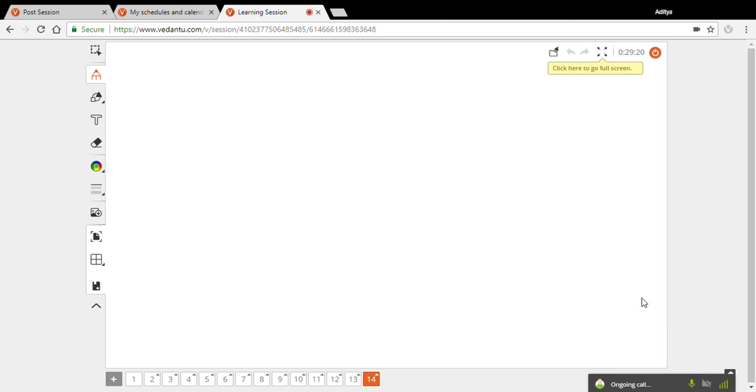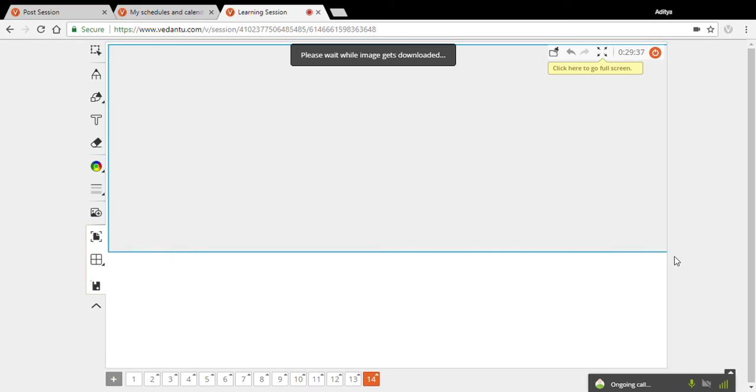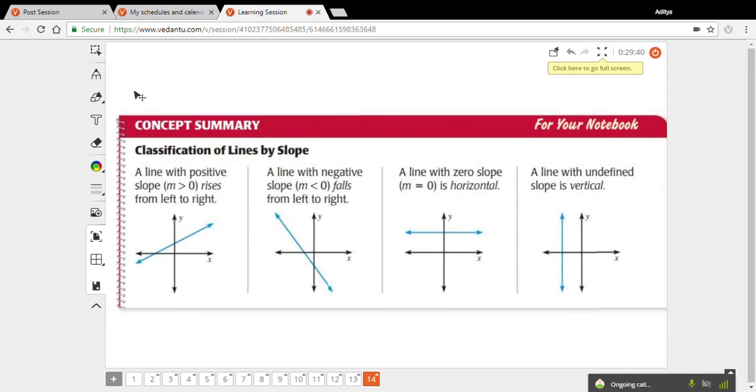For that we have a concept summary. One second, I can paste that image. Yes, it's uploading. That's the third condition you were talking about, right? The line looks like this. It's exactly straight. Either it's horizontal or it can even be vertical.